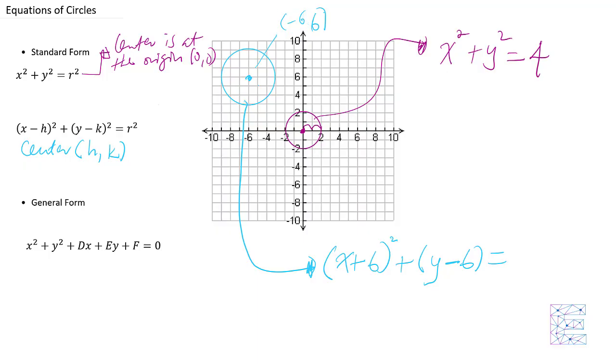Now, what's the radius of that circle? Let's see. 1, 2, 3. The radius of it is 3, but the formula calls for radius squared, so we would have to say 3 times 3, which is 9.